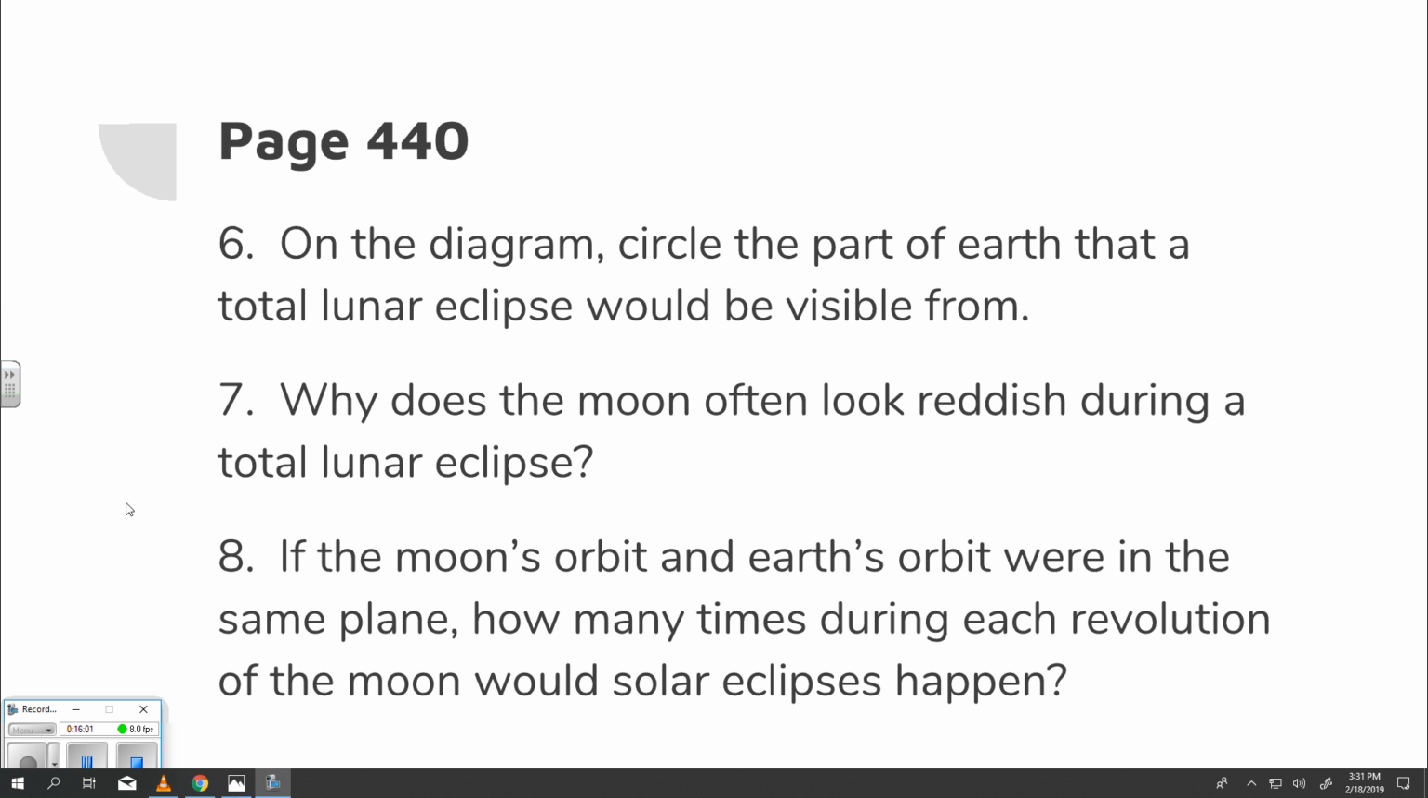Question 7. Why does the moon often look reddish during a total lunar eclipse? Answer: Some sunlight bends around Earth through the atmosphere.